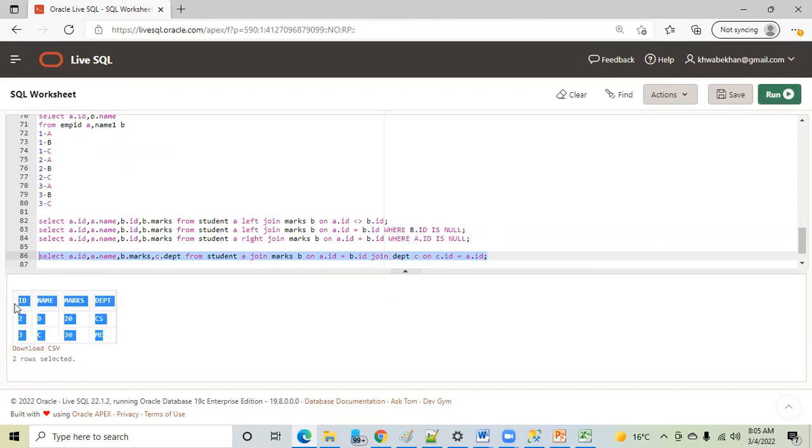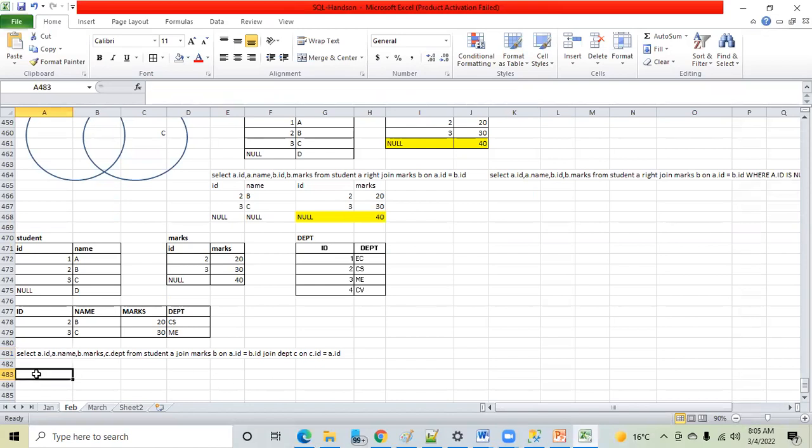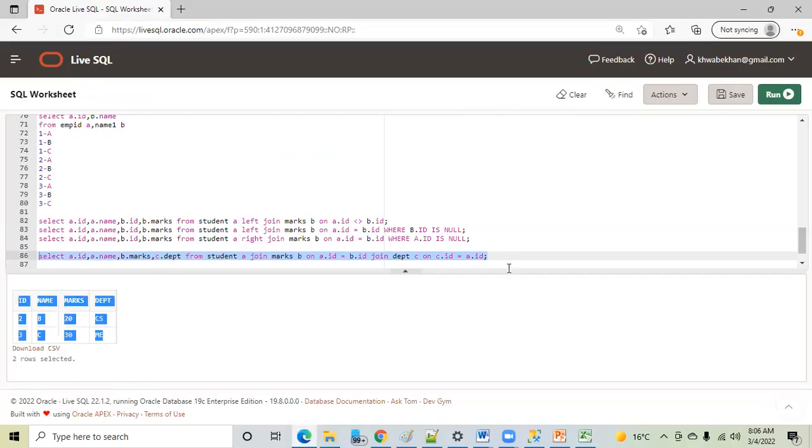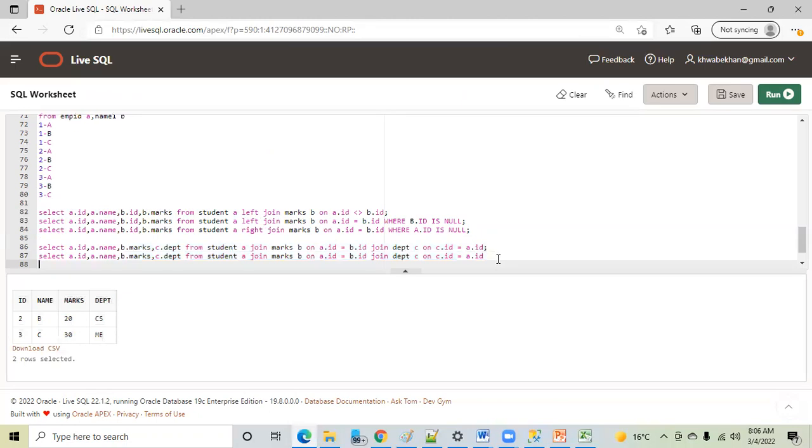Now see, this is the output. Now tell me, is this the correct output? 2 B 20 CS, 3 C 30 ME. Okay. Now let me change the condition here. You told me that I want this from marks B, right? I'm changing this to B. Now let's see whether we're getting the same output or not.